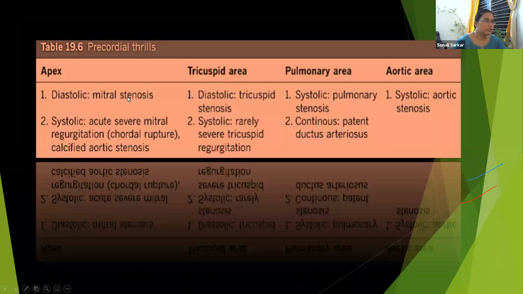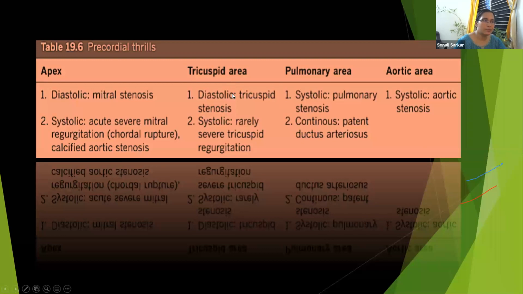So, precordial thrills. A palpable murmur is a thrill. What are the different locations and the different phases of the cardiac cycle, and then we classify the thrills. At the apex, a diastolic thrill is commonest, occurring in mitral stenosis. A systolic thrill can occur in acute severe mitral regurgitation due to chordal rupture.